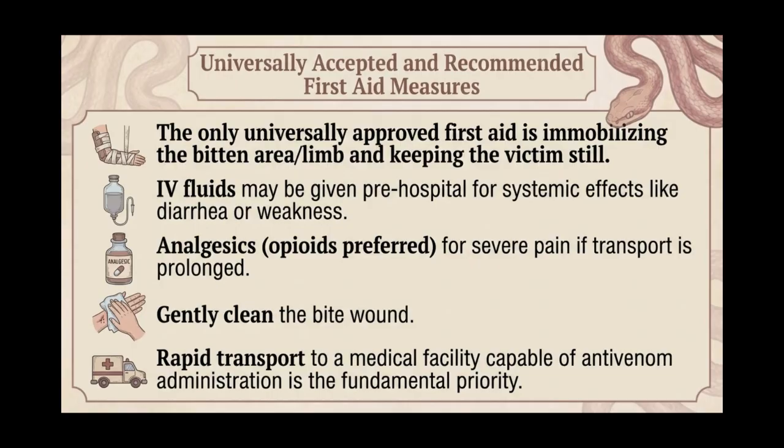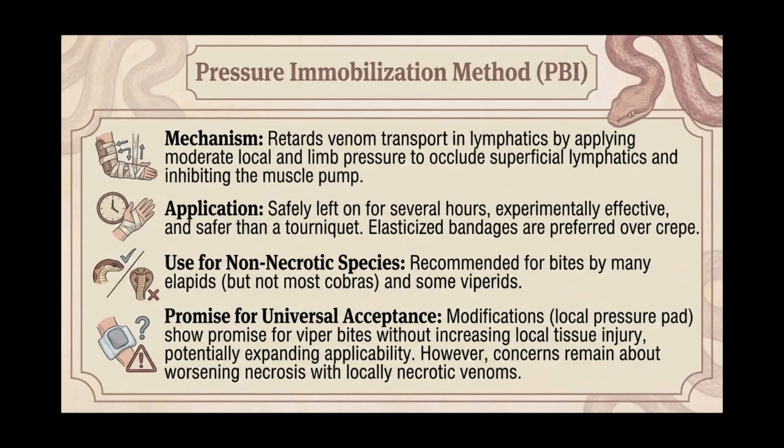Additionally, pain relief medications are recommended for severe pain, especially if there's a delay in transporting the victim to a medical facility. For bites by species that do not cause necrosis, including many elapids though not most cobras, and some vipers, the pressure immobilization method developed in Australia is regarded as both safe and effective. This technique works by slowing down the transport of venom through the lymphatic system.